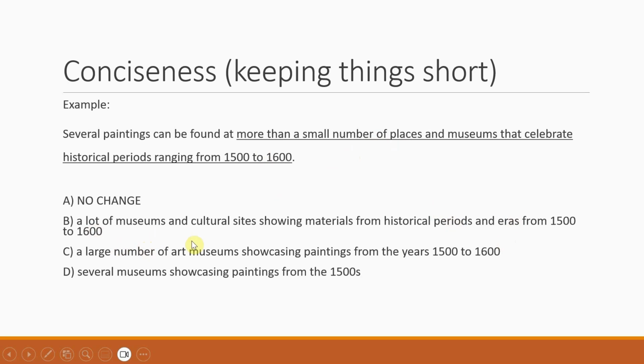A large number of art museums showcasing paintings from the years 1500 and 1600. That's a lot better at this point. It's a lot shorter, and it still is saying the exact same thing. And then there's D, several museums showcasing paintings from the 1500s. That is still giving the exact same information. It's not vague, because we still know we're talking about museums. There's no extra info up here that we're losing. It's not just saying locations or areas. It's still saying museums. So it's not vague, and it's concise. That makes it our best answer.